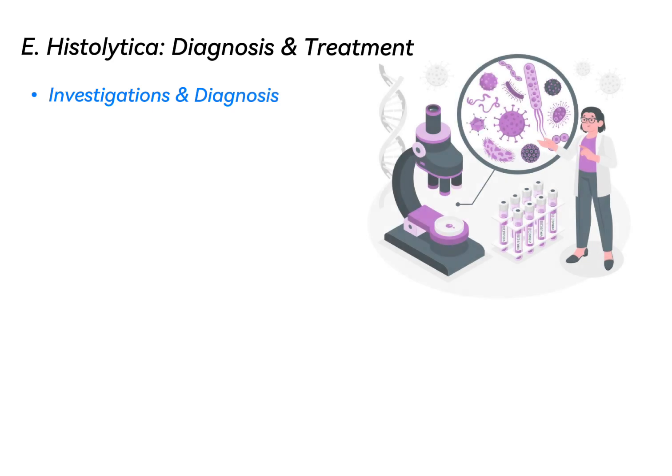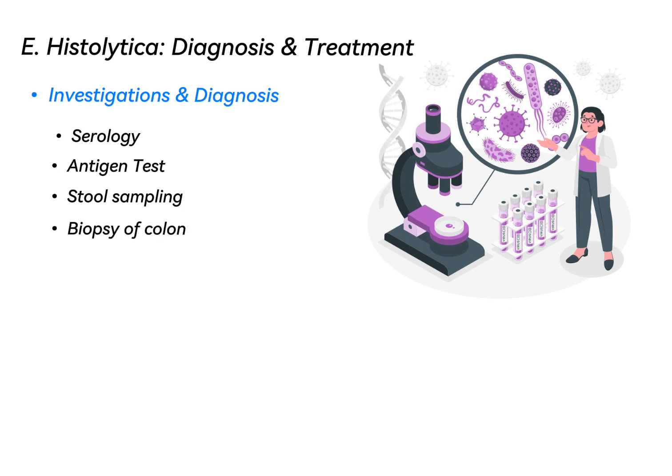So how do we make the diagnosis and how do we treat amoebiasis? Investigation and diagnosis include the following. We do serology, where we can look for antibodies against Entamoeba histolytica. We can do antigen testing. We can do stool sampling, looking for those trophozoites we talked about before. And we may need to do a biopsy of the colon, because this amoeba can burrow into the intestinal mucosa. You might have to take a piece of the colon to look at it under the microscope to see these organisms once you've made a diagnosis.